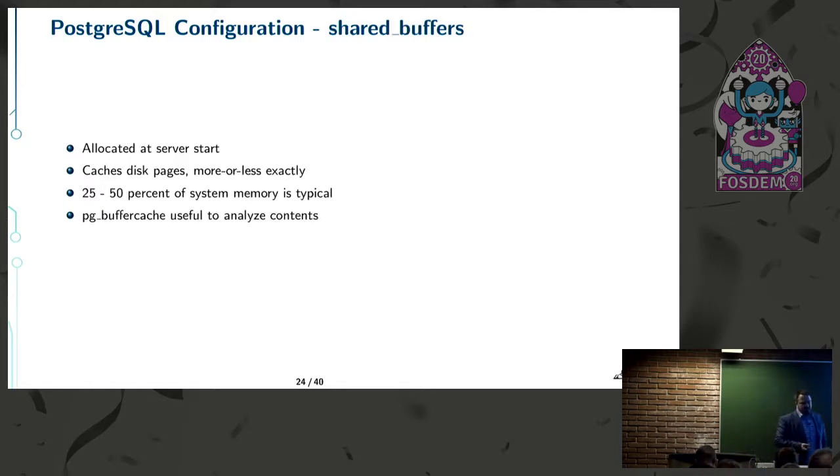Shared_buffers is allocated at server start. This is our big shared buffer cache, right? Usually about 25 to 50% of the system memory. pg_buffercache is a really useful tool for analyzing the contents of shared buffers.